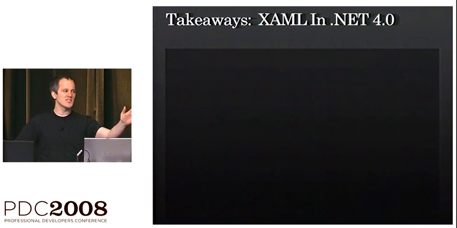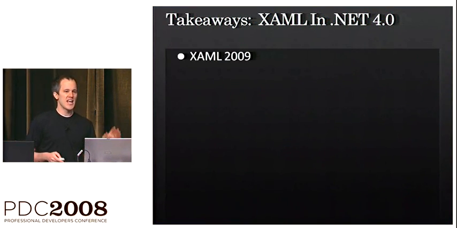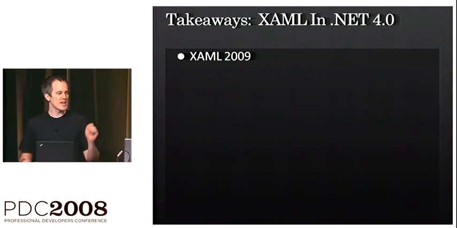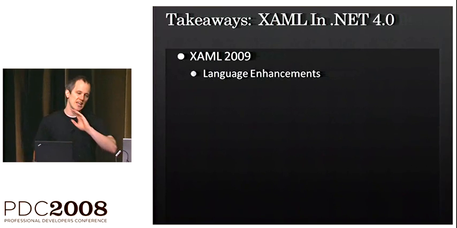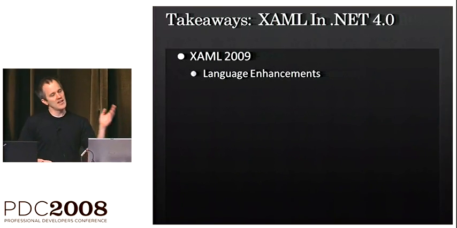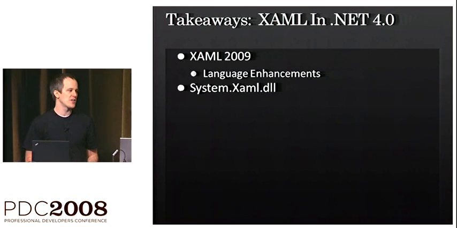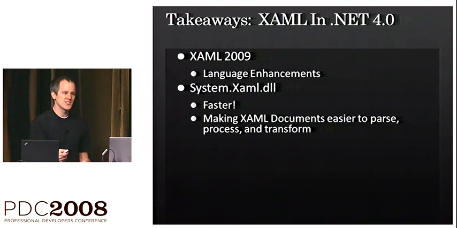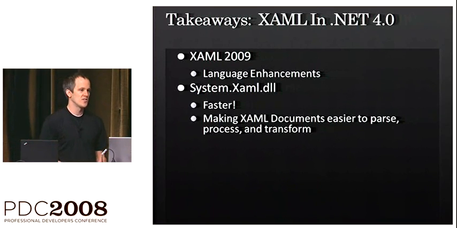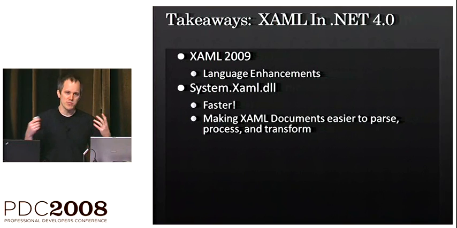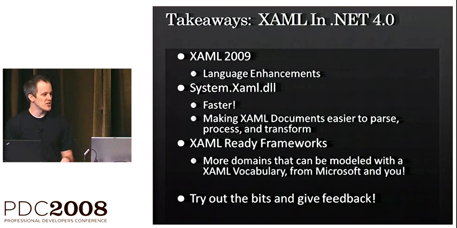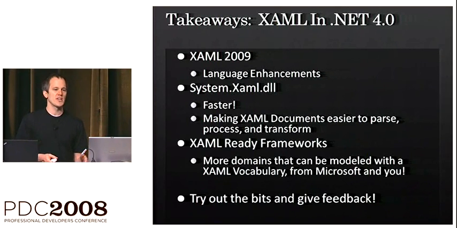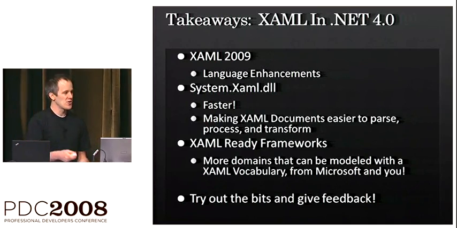So key takeaways from today: XAML 2009, shipping a lot of language enhancements. It's going to make it easier to author in XAML, and enable more rich XAML vocabularies. With System.Xaml, we're going to make it easier and faster to parse and process XAML documents and transform them. There's going to be a November CTP where you can play around with the bits. Please do. And more frameworks are becoming XAML ready, and so can yours.